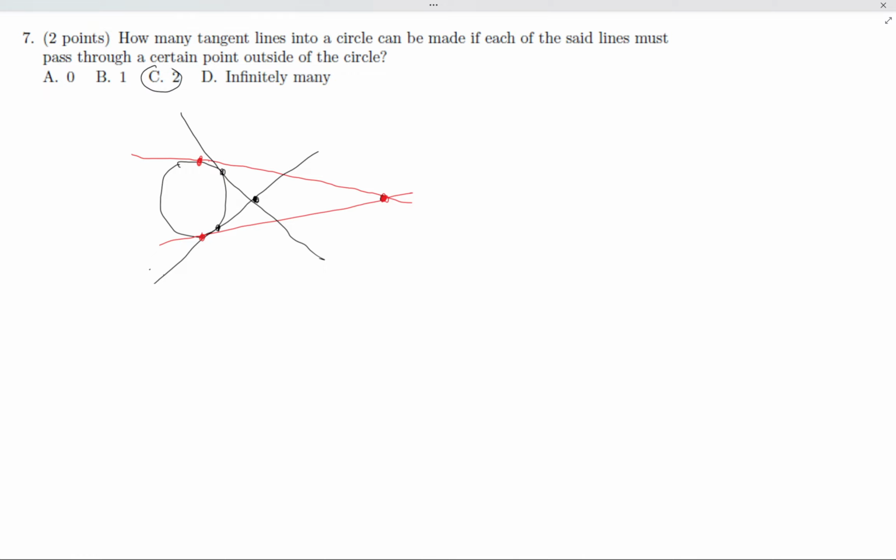Now, I believe we can prove this analytically, but I prefer just looking at this, and we can really see why that's the case. An exciting problem might be to prove this analytically, but we will reserve that for the future. Okay, for question number 7, again, the answer is letter C, 2. There are 2 possible tangent lines that we can make in a circle if we want it to pass through a given fixed point outside the circle. Okay, so let's move on to question number 8.